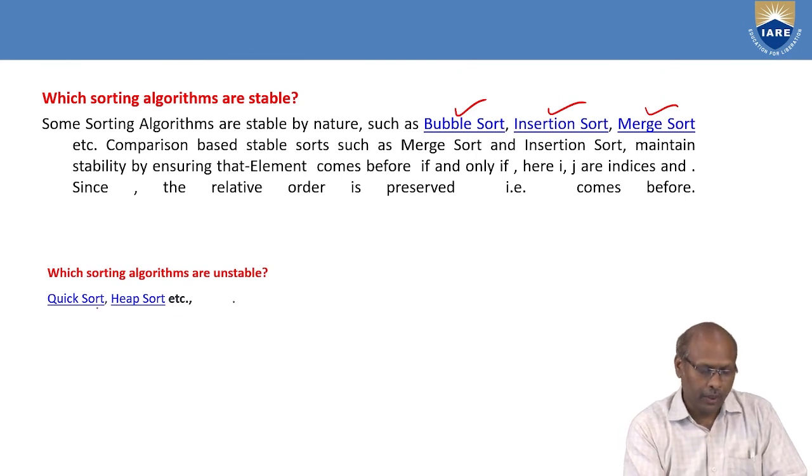Similarly, which are unstable, your quick sort and heap sort are unstable. It will not arrange the same order.